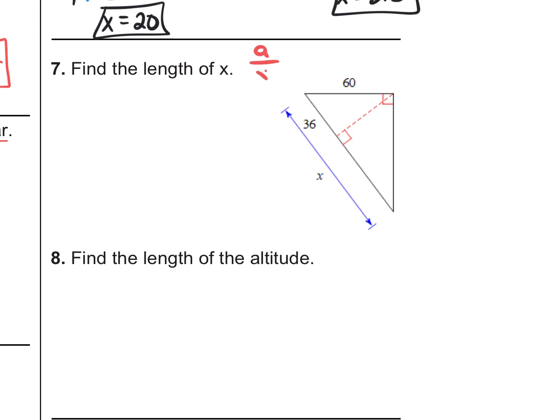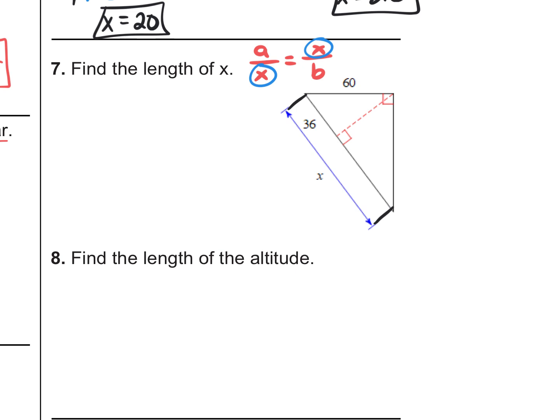The geometric mean. Yep, a over x equals x over b. Again, keep in mind those x's, that's the shared side. Yep. So if I want to find x here, just to reference this again, what does it mean when it has this line? That's the whole length, right? Yep, if I had a line here, that's the whole side.